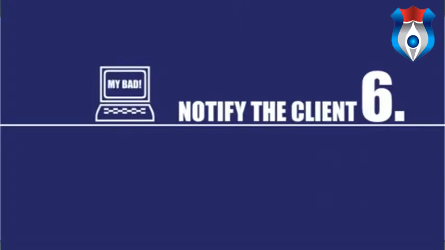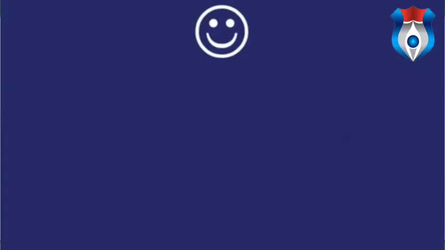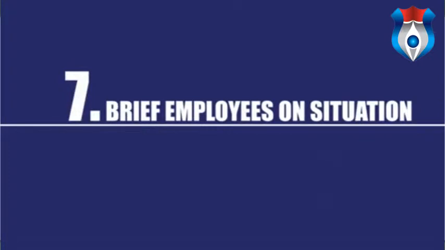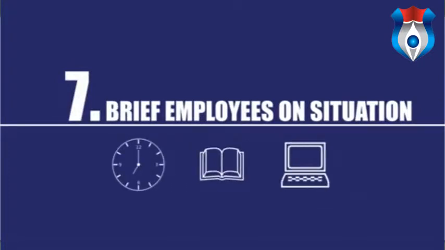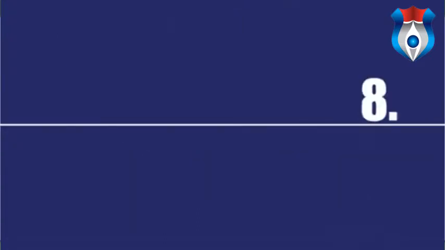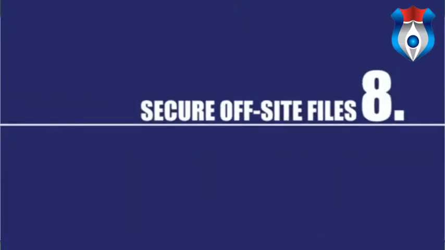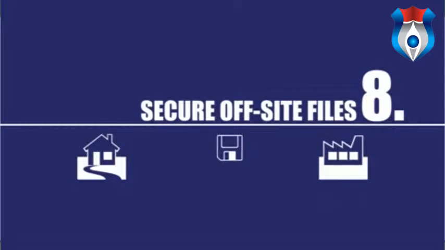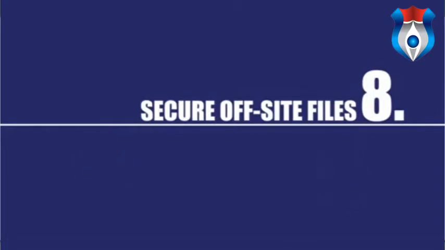It doesn't need to be over-detailed, but they should be informed what has happened and reassured that you have things under control. The seventh step is briefing the employees on the situation. Tell them to come in early, bring personal computers, etc. This leads to the eighth step. Securing off-site files saved by employees who worked on things from home. At this point, any work that can be salvaged is a huge step ahead.